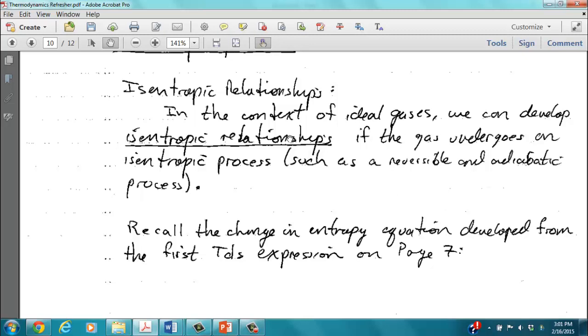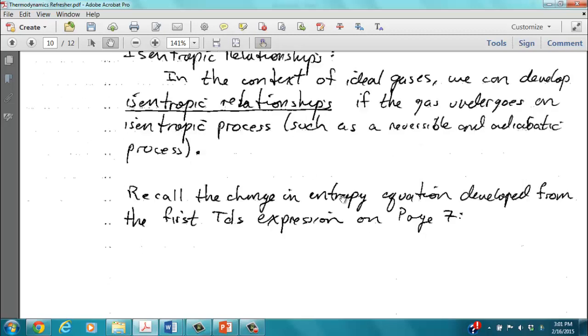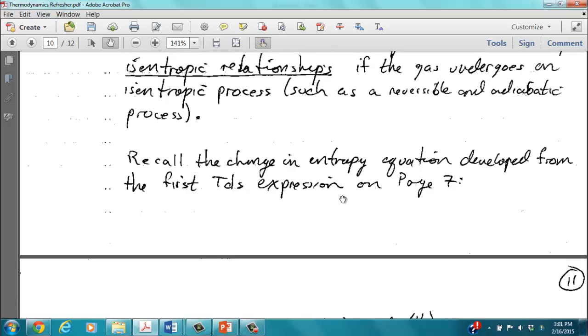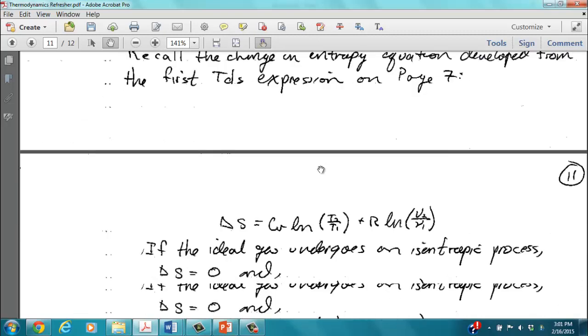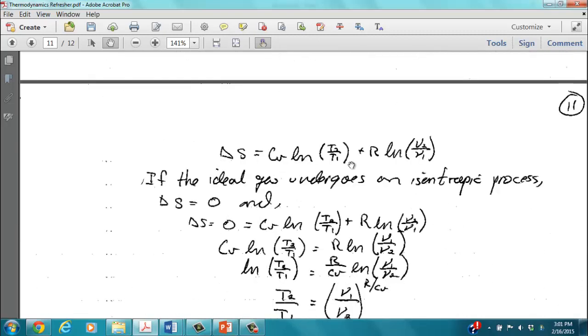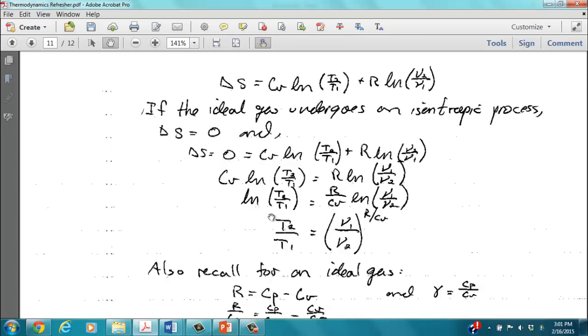So the background is we have an ideal gas. It's undergoing an isentropic process, meaning that it's a reversible and adiabatic process. And if we assume constant specific heats, then we can use our delta S equation from the TdS expression and basically manipulate this expression where delta S is equal to 0 for our isentropic process. And when we do that, algebraically, what we come up with is this expression here.